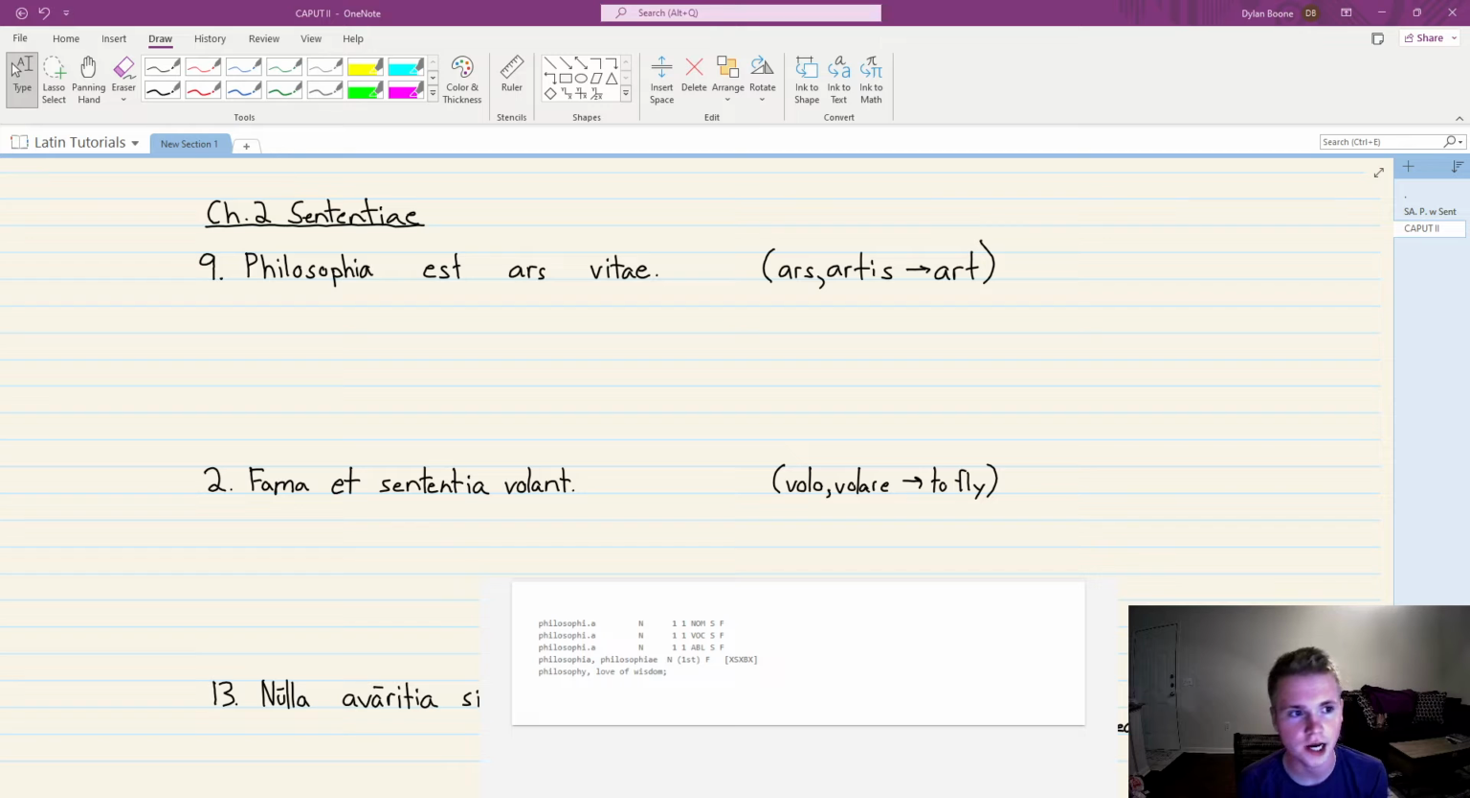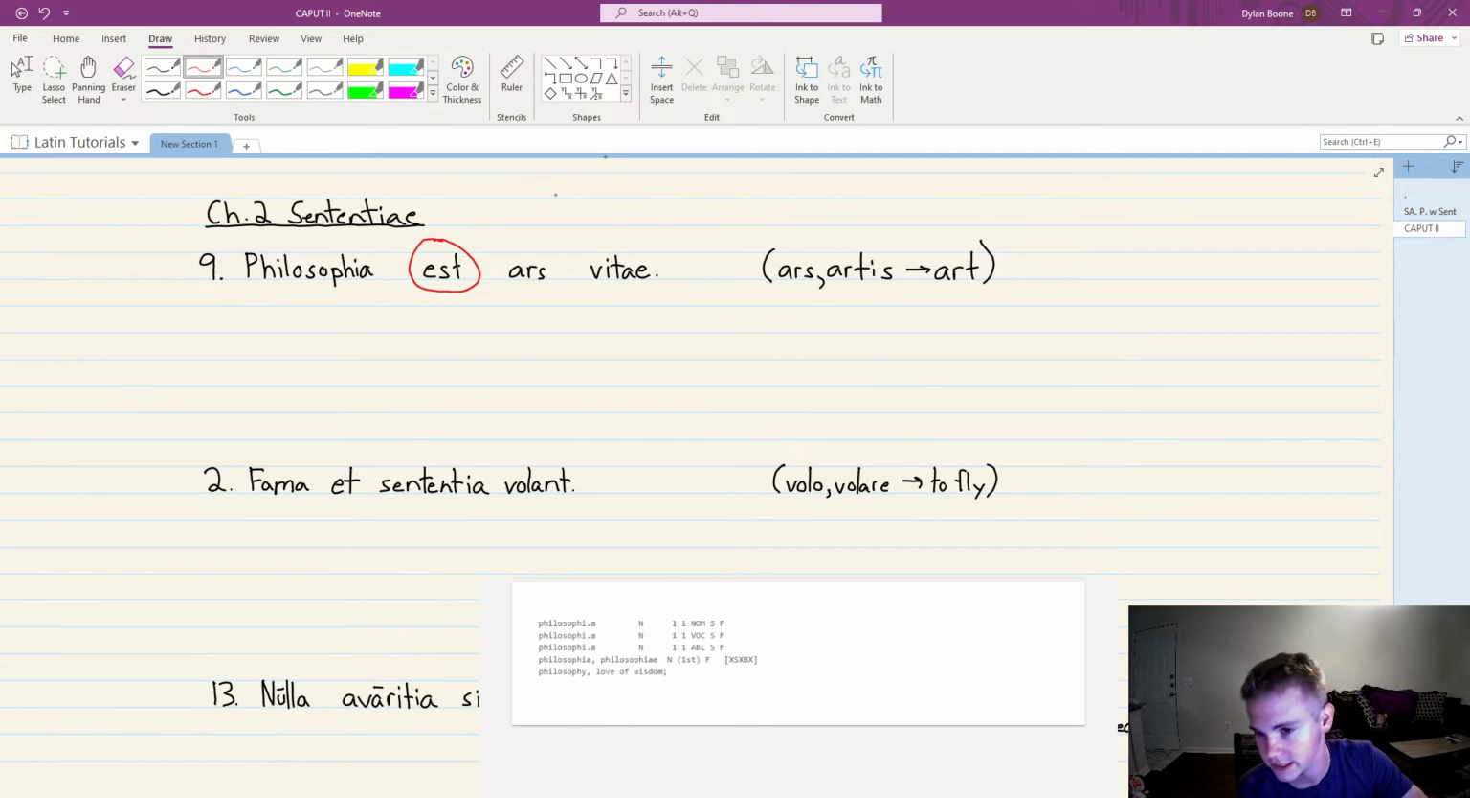So yeah, I guess let's just dive right in. With number 9, we have Philosophia est os vitae. Coming back from the SAP process, the first step, if you remember, is to circle the verb. One of the first verbs you ought to learn when you're beginning Latin is sum, in all its different forms. One of its most common forms is est.